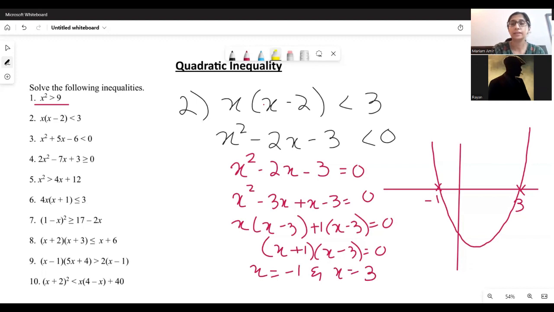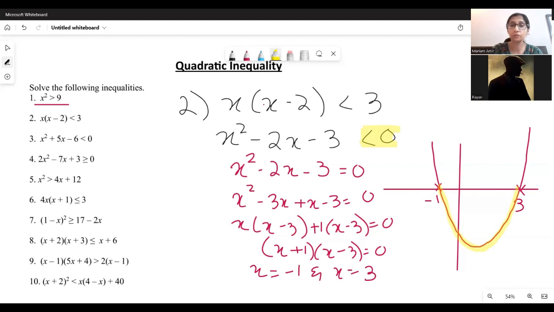Now the inequality is less than 0. So where is the graph less than 0? Less than 0 means below the x-axis. So here's the graph negative below the x-axis, less than 0.